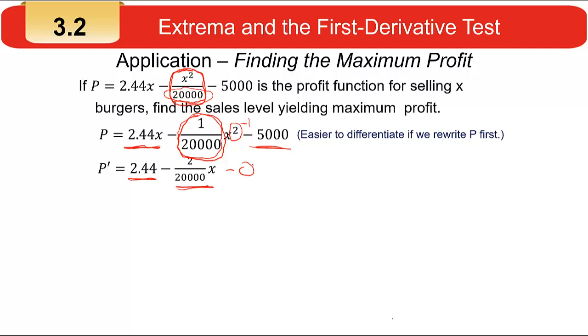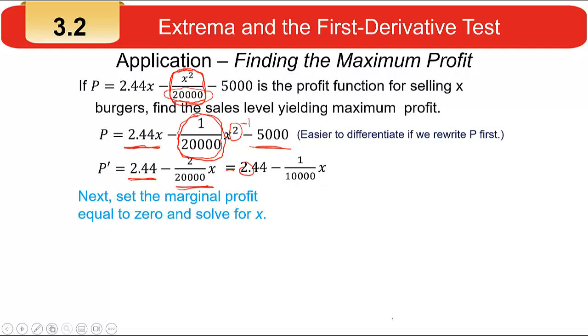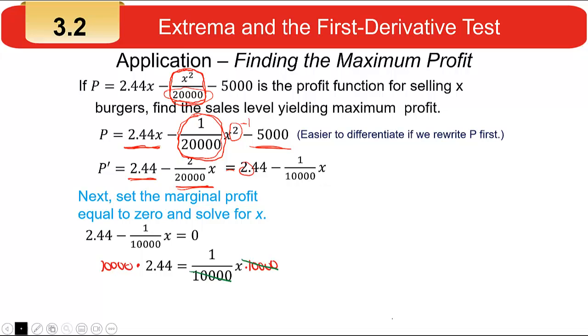And remember, we want to find the critical number, so we want to set that equal to 0. So we take the expression we have and we set it equal to 0. Now, it's just simple algebra from here on. What I would probably do is move the negative term over the other side and make it positive. At this point, if you want to get rid of the fractions, it's pretty easy if you just multiply both sides by 10,000. If you multiply both sides by 10,000, the 10,000s on the right divide out, and you're just left with x is equal to 2.44 times 10,000, which is 24,400.